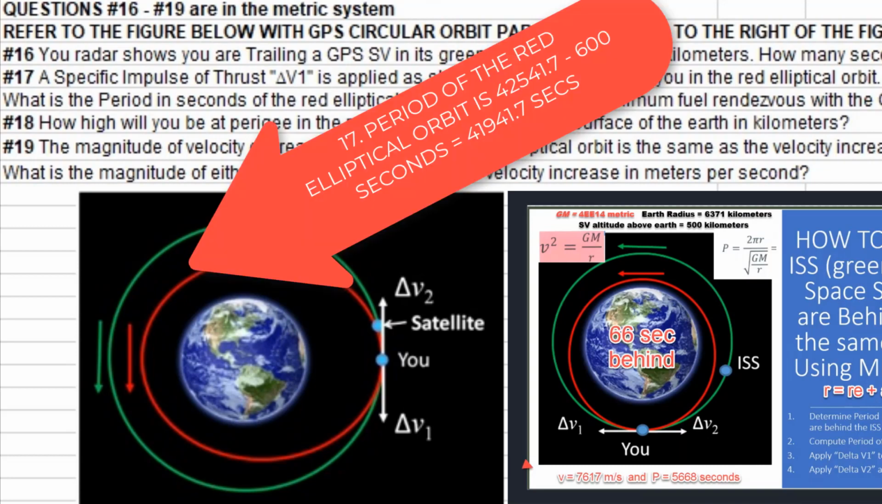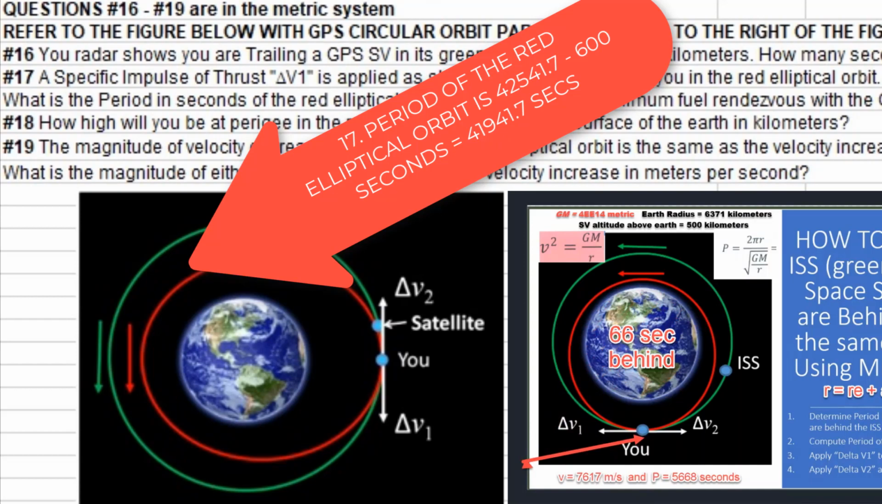So if I make my period of the red orbit 66 seconds less than the period of the green orbit, then after one orbit I will perfectly line up. In other words, the ISS will take 5,668 seconds. If I subtract 66 seconds from that and fly the red orbit in 5,602 seconds, I will exactly line up with the ISS after one revolution of the red.